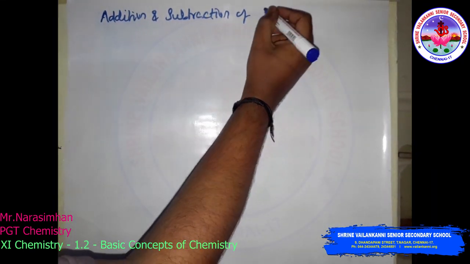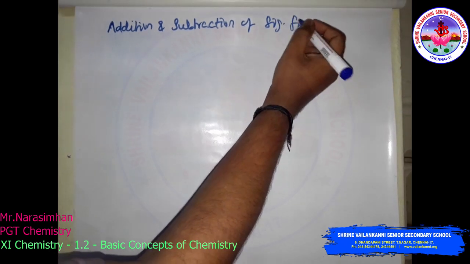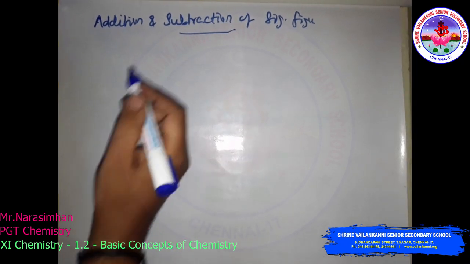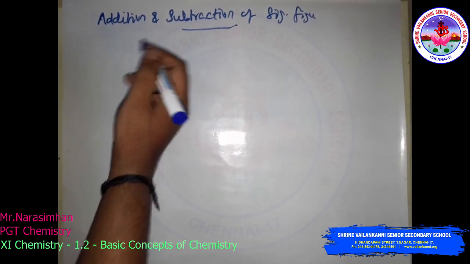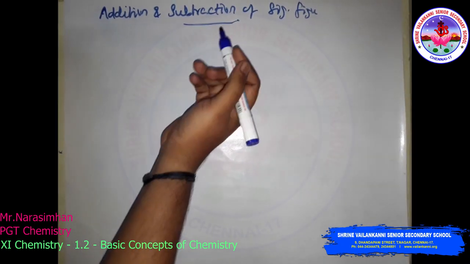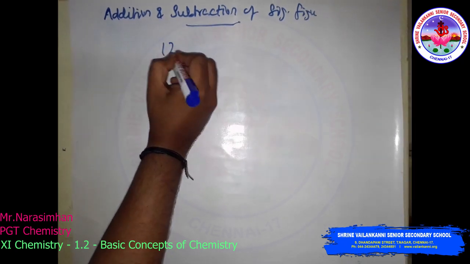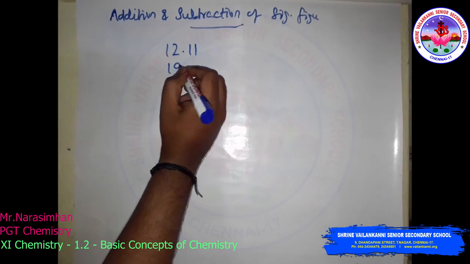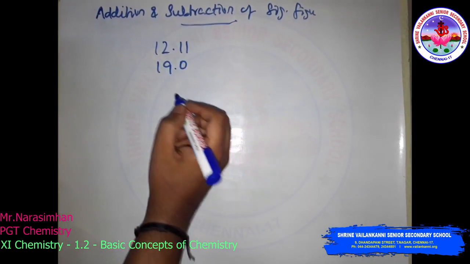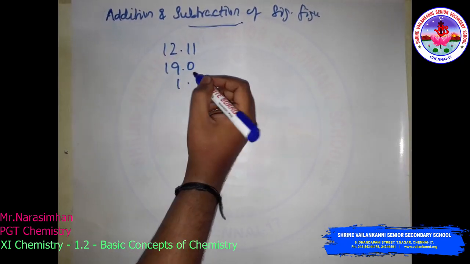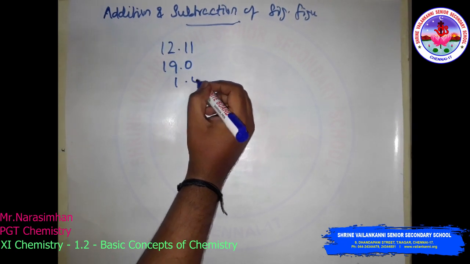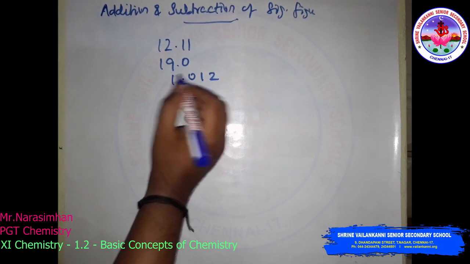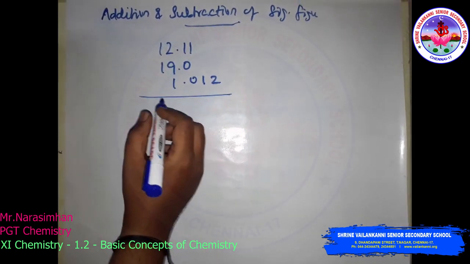Addition and subtraction of significant figures. Here the result cannot have more digits to the right of the decimal point than either of the original numbers. For example, here 12.11 and 19.0, then 1.012. Now what is the value?